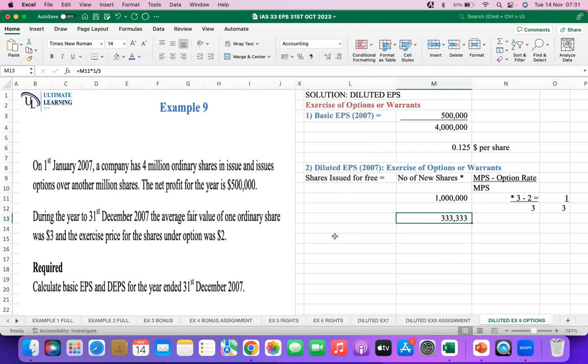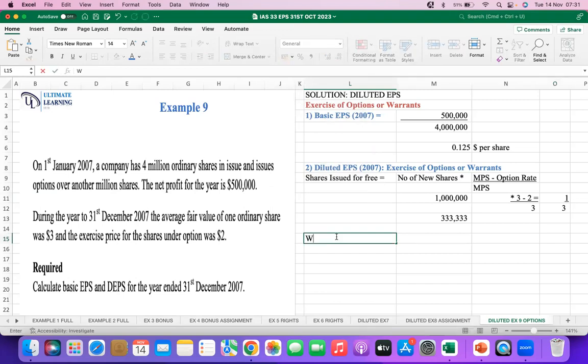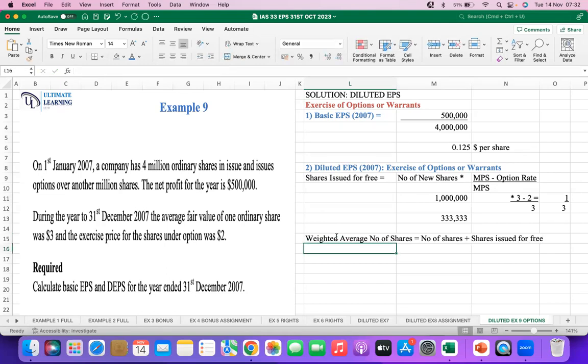So the weighted average, look at this, weighted average number of shares will be equals to the current number of shares plus shares issued for free. We had already agreed on that.